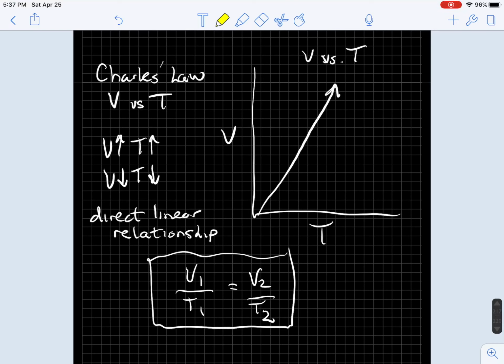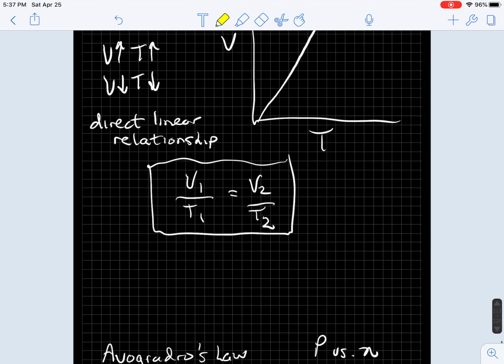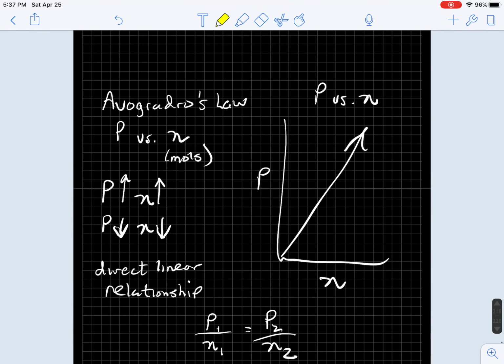As one goes down, the other goes down. So we have a positive slope. And with any direct linear relationship, we're going to use division. So V1 over T1 equals V2 over T2. And the last relationship is called Avogadro's law.